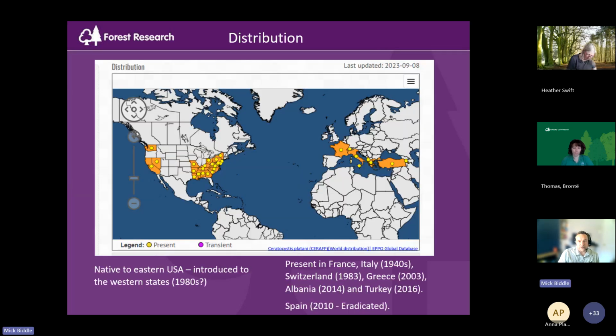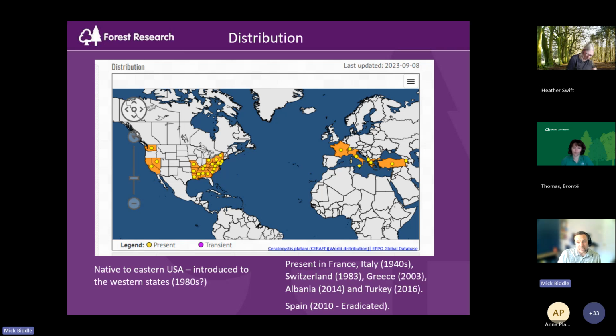Looking at the distribution of the pathogen, it was native to the eastern USA, and it was introduced to Europe during the Second World War, probably on military movement of ammunition crates and packaging, introduced to Italy and to the south of France, where it's been spreading ever since.